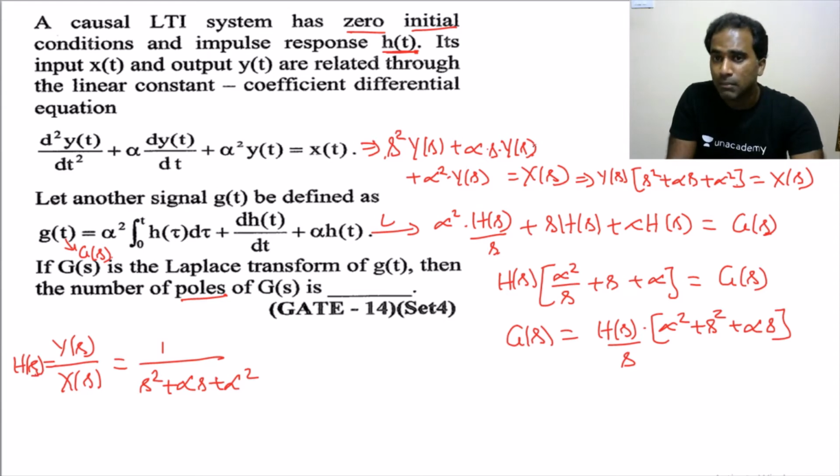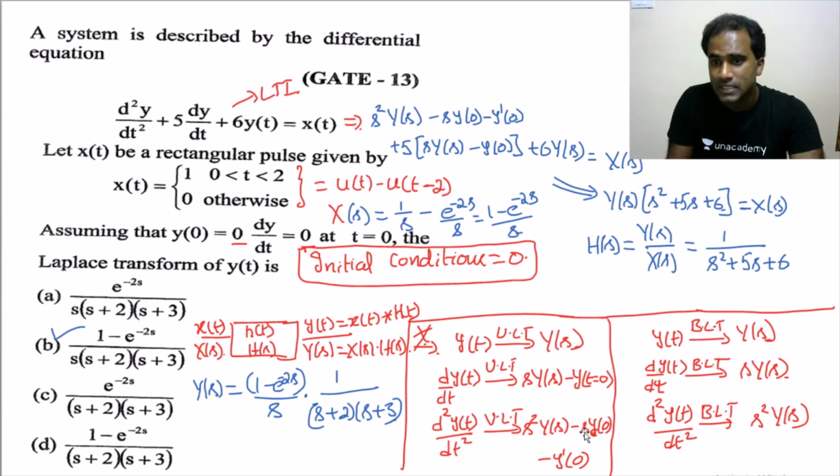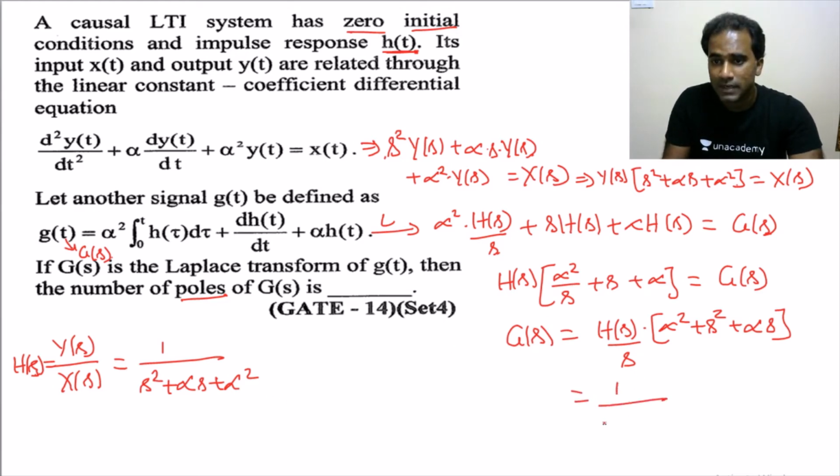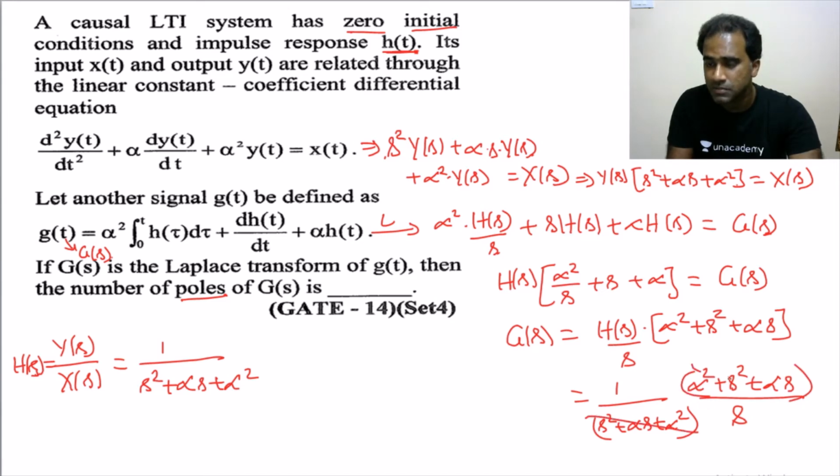I did not write minus s into y of 0 because initial conditions are 0. That's why I'm not writing those terms; they become 0 because initial conditions are 0. Now let us substitute capital H of s here. Capital H of s is 1 divided by s square plus alpha s plus alpha square, into 1 by s, and in the numerator it is alpha square plus s square plus alpha s. If you compare these two, the terms s square plus alpha s plus alpha square get cancelled. So g of s is finally 1 by s.